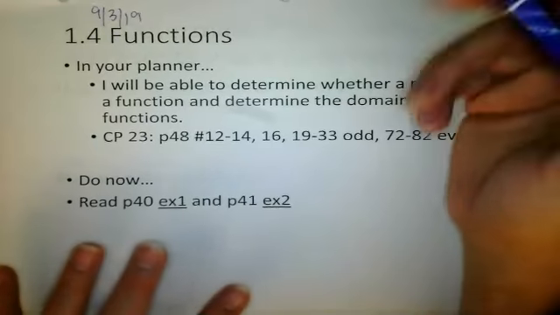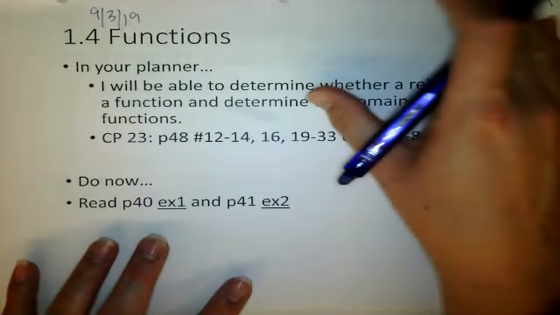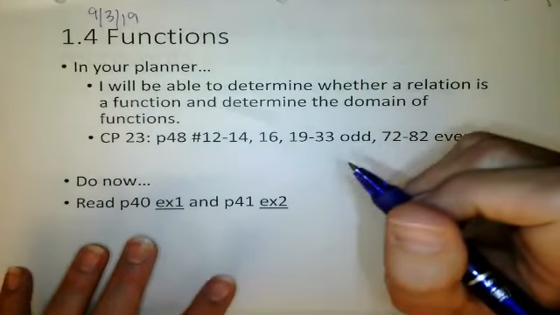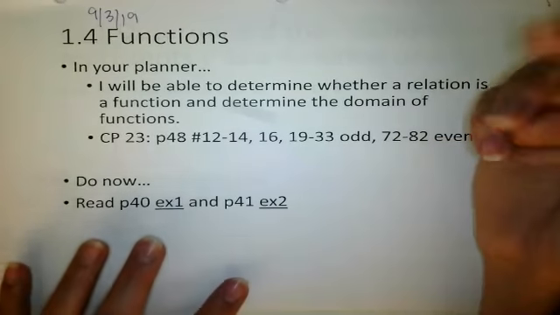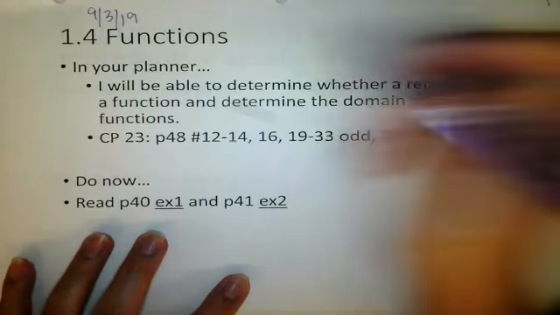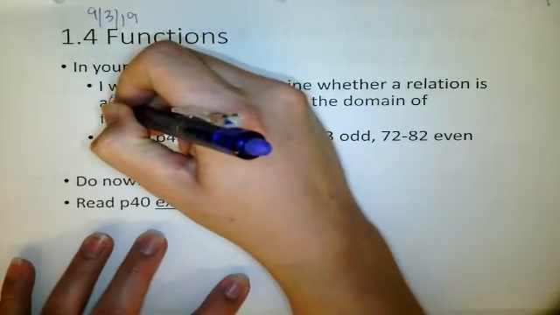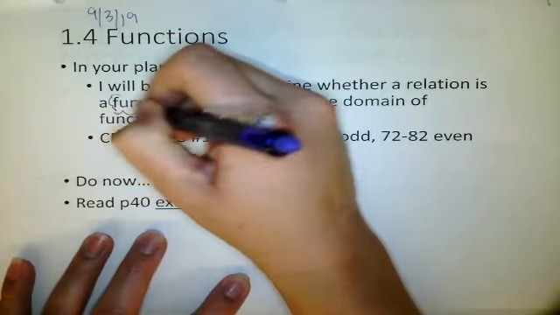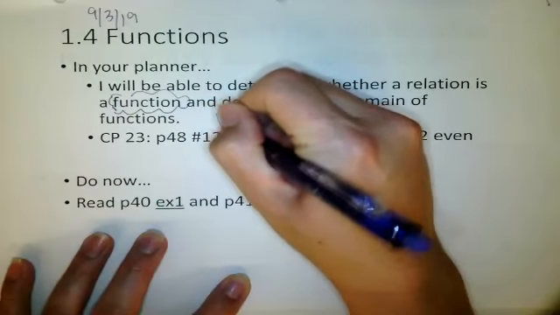So here we go. We're going to talk about functions. How do you know if a relation is a function? Vertical line test is our favorite.